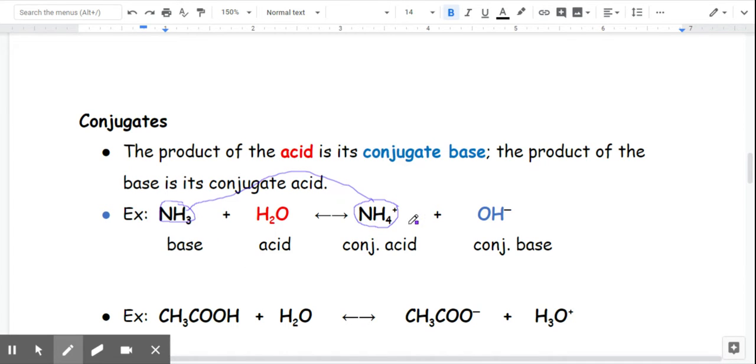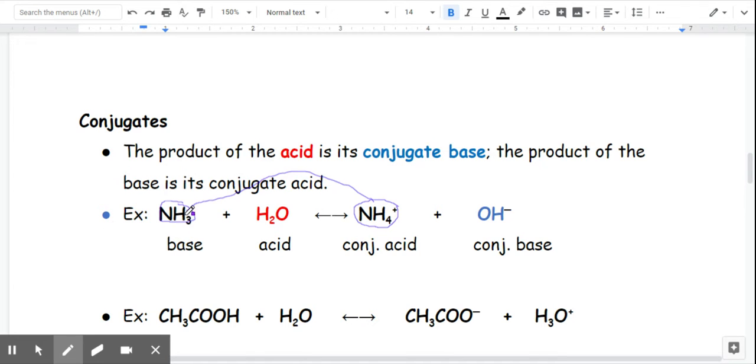NH3 had 3 hydrogens, NH4 plus has 4. So the only difference is the NH4 plus has 1 more H plus. But that makes them conjugate pairs. One of the conjugate pair will always be an acid. The other one of the pair will be a base.